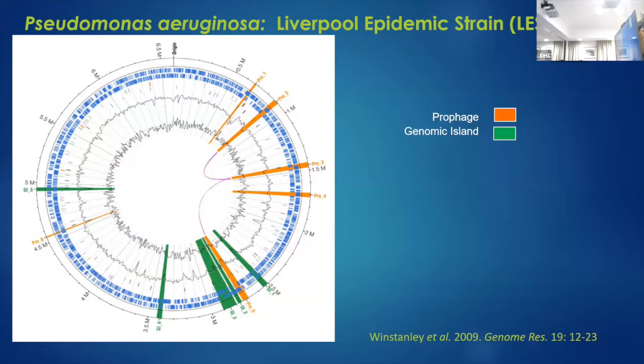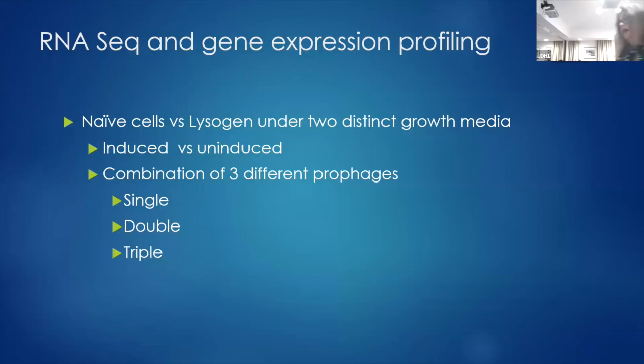And we began to study the impacts of these prophages. And because the other study hadn't been complicated enough, we took this one and made it ultra complicated. We grew our naive and lysogen cells under nutrient replete and deplete conditions. And we also looked at a whole lot of different lysogens.